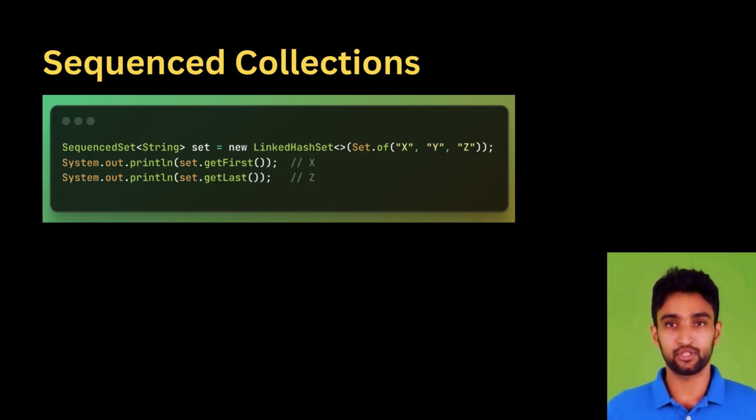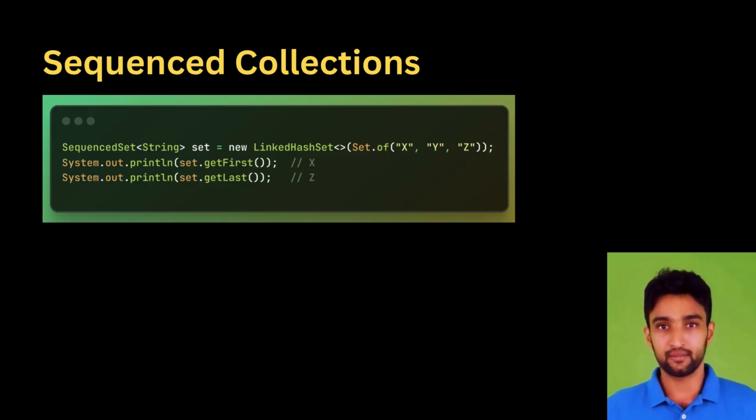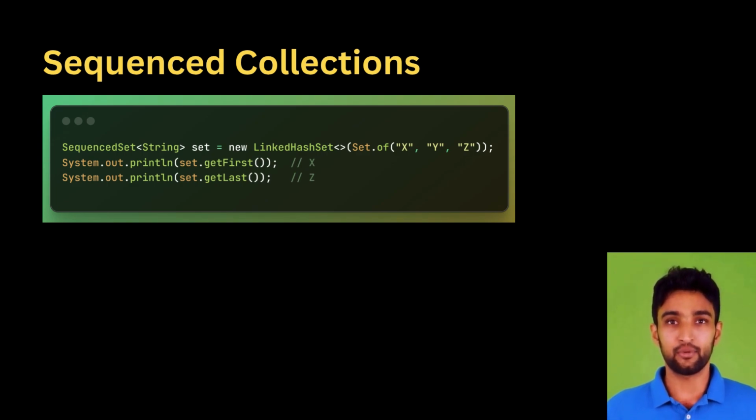Now, an important question people often ask is whether sorted set implements sequenced set. The answer is no. Sorted set, like tree set, sorts your elements automatically based on their values. You can't control where elements go. The sorting logic decides that. So it doesn't really make sense to add elements at the front or the end of the sorted set, which is why sorted set and sequenced set are intentionally separate.